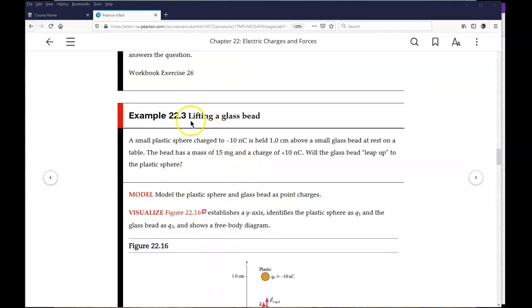Okay, the example I want to do is 22.3. I'm sorry I had to stop the video to scroll the pages all the way to here. Anyway, let me read the problem and then we'll work it out together.